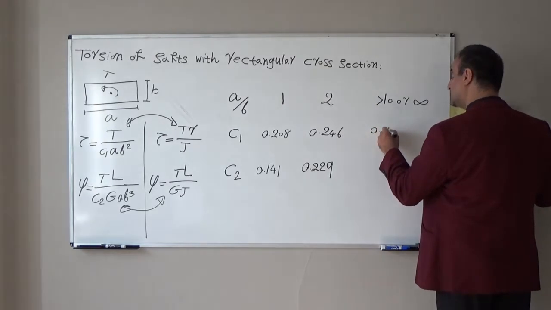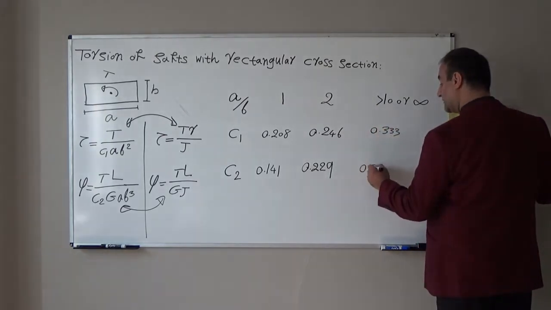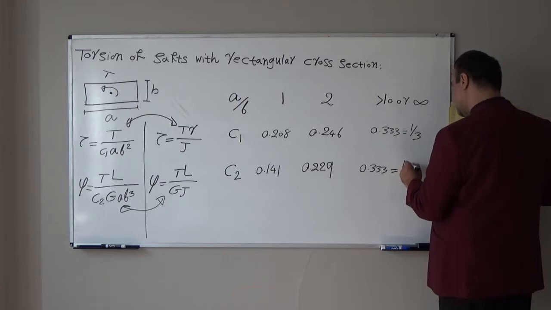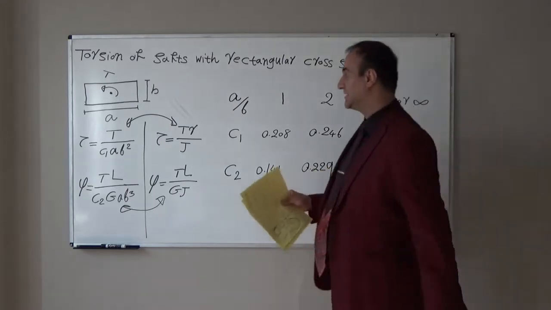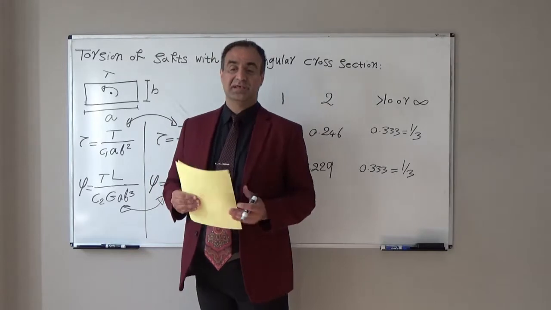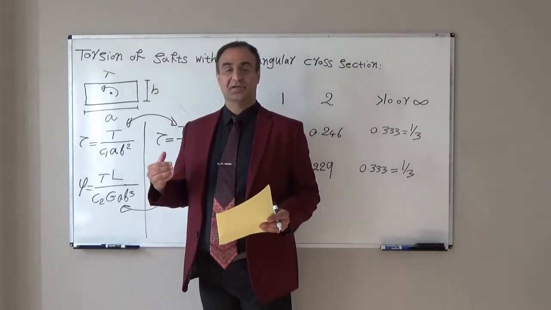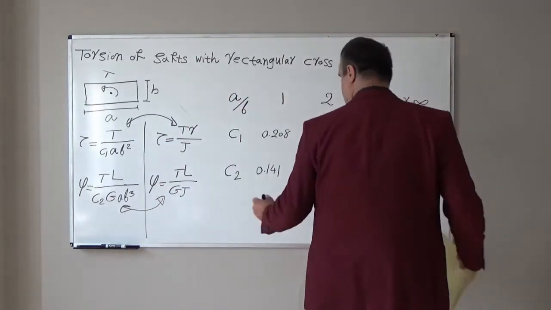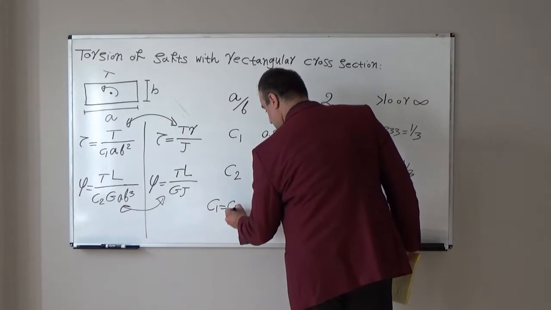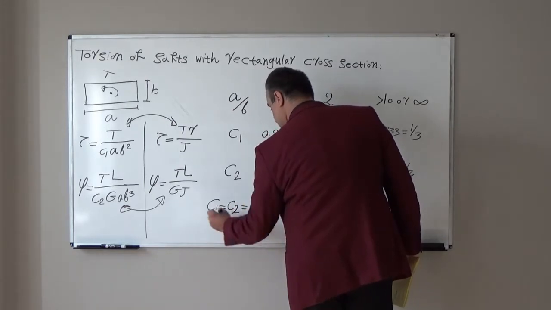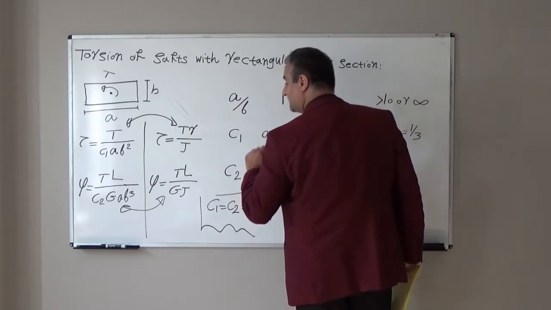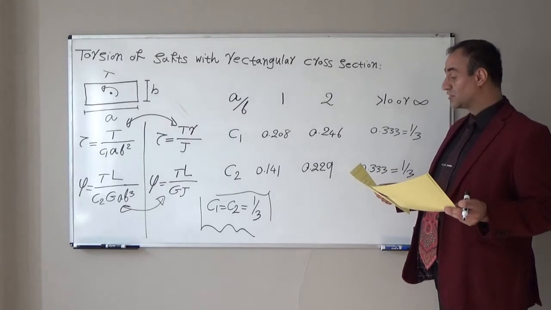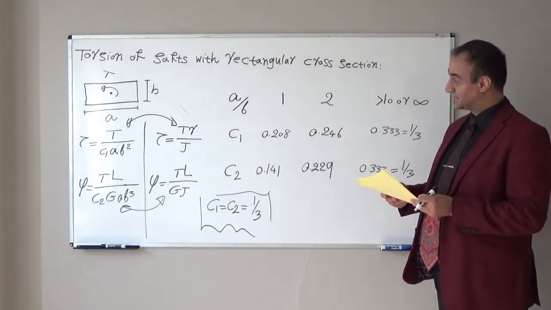If A over B is greater than 10, it is 15, 20, 40 or something, roughly both of them are 0.333, and this means it is equal to 1 over 3. So if the ratio of A over B is big enough, greater than 10, with good approximation, roughly we can assume C1 and C2 both are equal to 1 over 3. This is for torsion of shafts with rectangular cross sections.